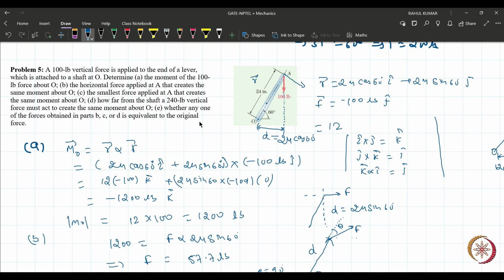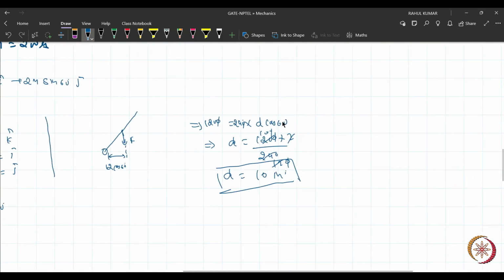Sir, I have one thing to ask you. Sir, why did you multiply with 2? Where 2? Oh, actually that is cos 60, right? Root 3 by... Okay, now I got it, that is cos 60. So divided by cos 60 means multiplied by 2 in the numerator. Okay, now I got it.